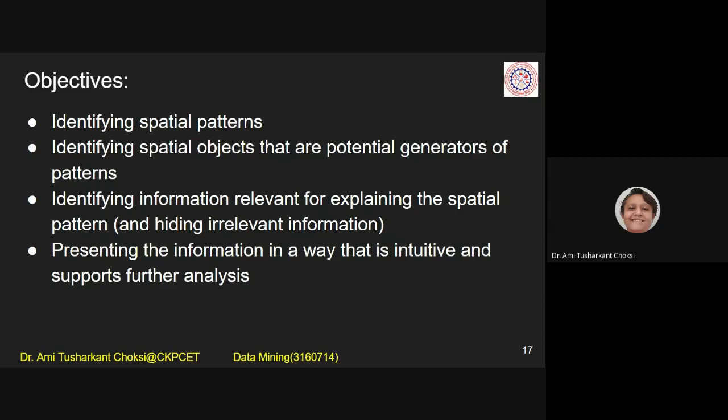You should represent the relevant information. You can have more than that information, but why represent it? So it is always good to show the relevant information and hide the irrelevant information. Let me tell you one example.